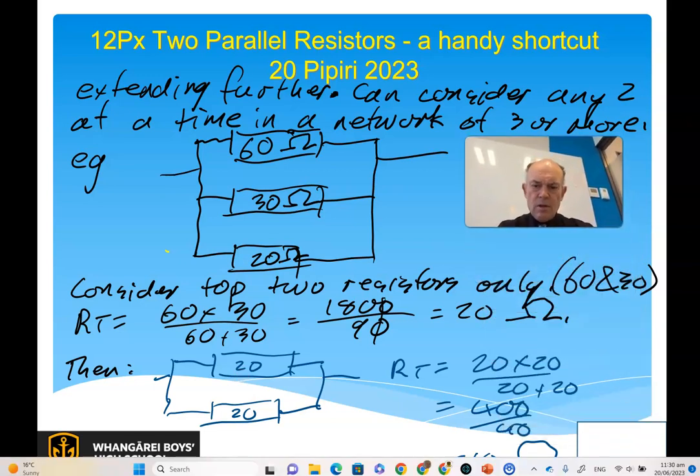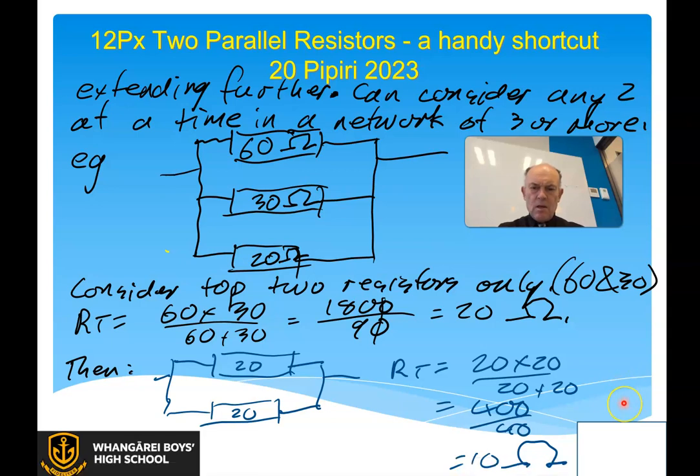We could have 20 times 20 over 20 plus 20, which is 400 over 40, which is 10. That's the total resistance in a 60, 30, 20. Do it the other way, you'll see it works.